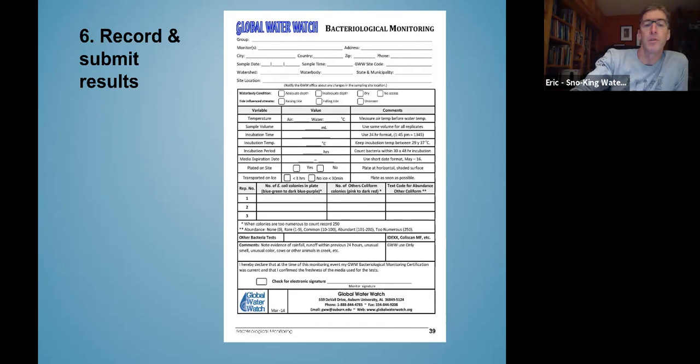And what was the temperature, how long? The media does expire, so we always check before we monitor to make sure it hasn't expired, and we record the expiration date on the form. Plate it on site. We generally don't plate it on site, and you may or may not transport on ice. And then there's a place to record the E. coli and the other coliform.